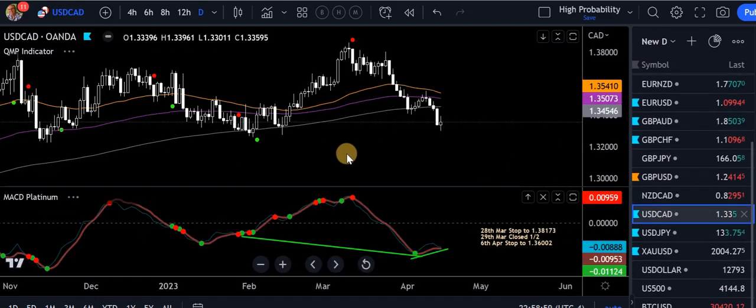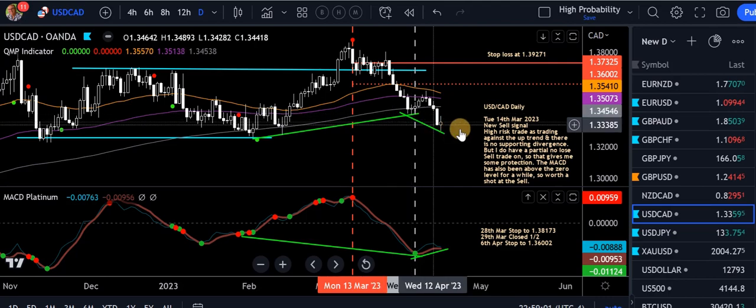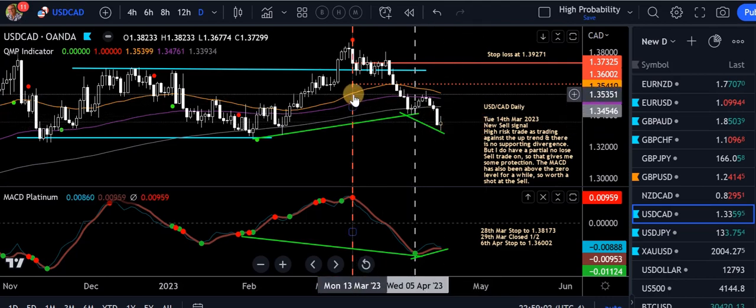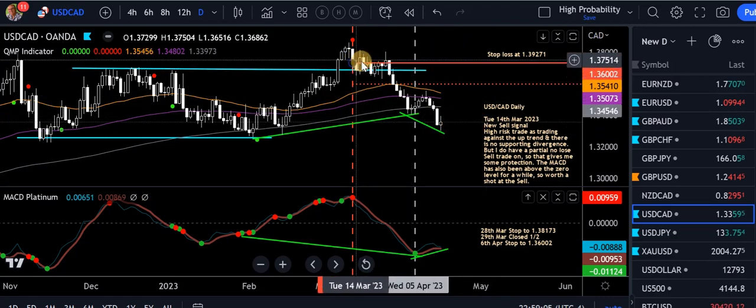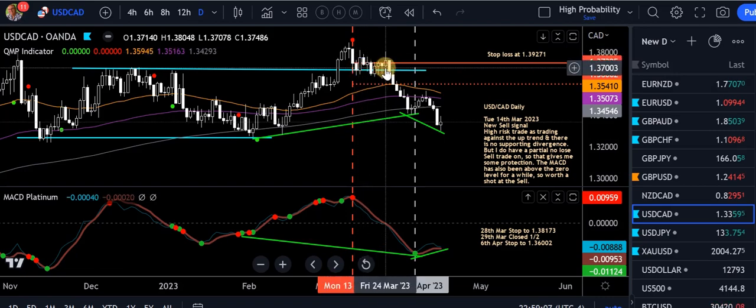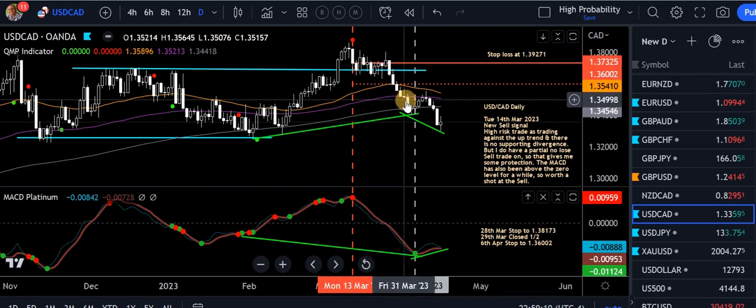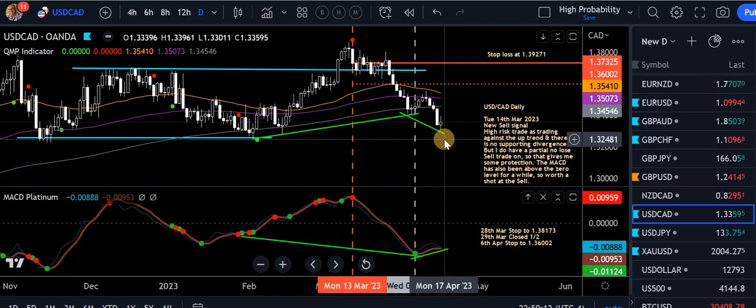USD CAD, pretty sure I'm going to sell here. Yep, from 14th of March. So there's a sell up here, looking good. Went against me for a week or so and just come down nicely. Had another pop up and come down again.